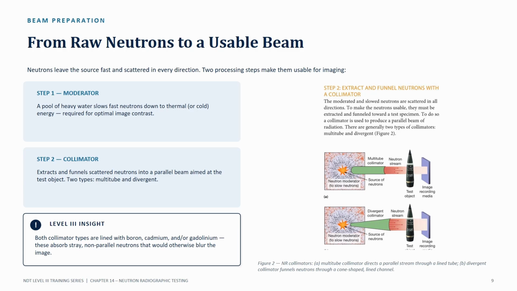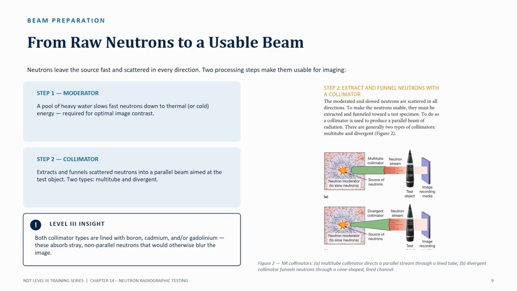There are two common collimator designs. The first is the multi-tube collimator, which produces a highly parallel neutron beam suitable for precision imaging. The second is the divergent collimator, which uses a cone-shaped geometry to direct neutrons toward larger inspection areas.